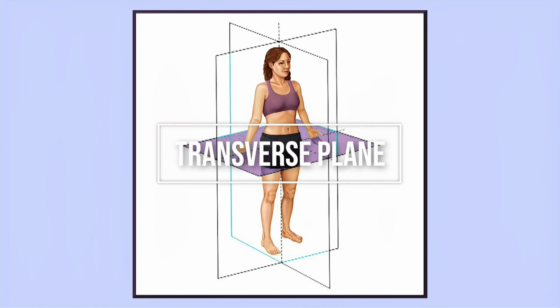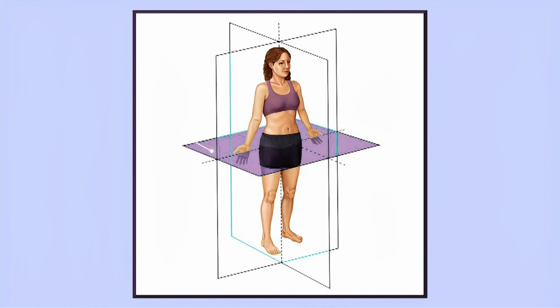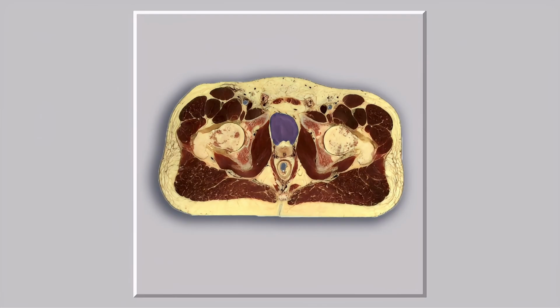Transverse plane. The transverse plane is a horizontal plane that divides the body into superior and inferior parts. After dividing the body with a transverse plane, we can see the body parts from above and below. This view is also called a cross-section in anatomy.